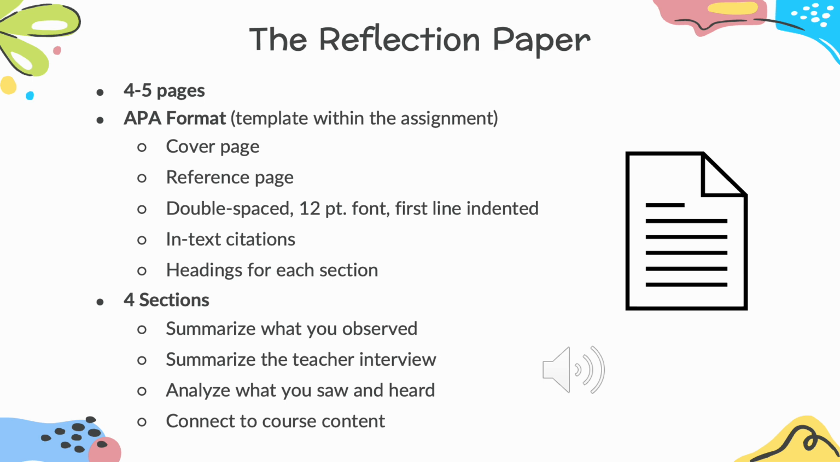Third, analyze what you saw and heard. How do the teacher's strategies line up with what we have been learning about in class about positive behavior support and social emotional development? The last section will be connecting everything to course content. You're going to cite the theories and the frameworks we have been working with, including the CASEL competencies for social emotional learning. Please do not skip the citations. Citing the source of your ideas is part of academic writing, and it's also one of the categories on the rubric.